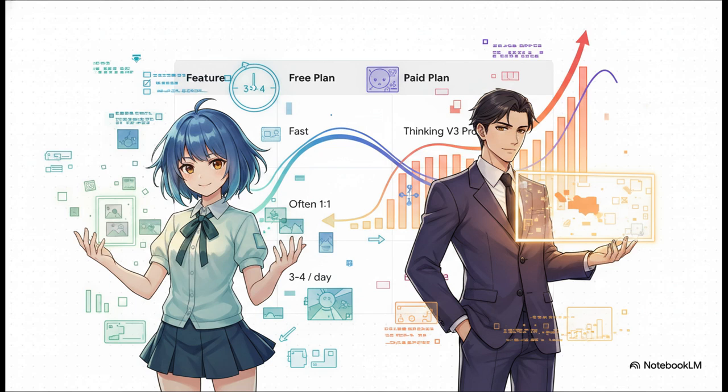The paid plan, on the other hand, unlocks the Thinking V3 Pro model. This flawlessly handles diverse aspect ratios like 16:9 and gives you much more extensive generation limits. Ultimately, both produce great core imagery, but the paid tier definitely offers tighter control over the format.